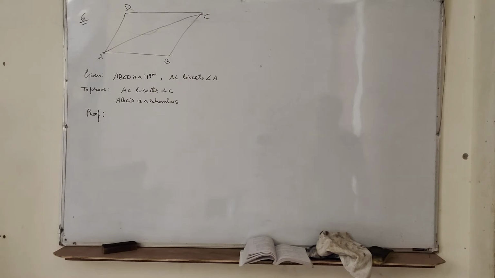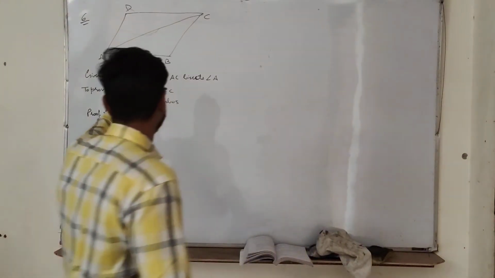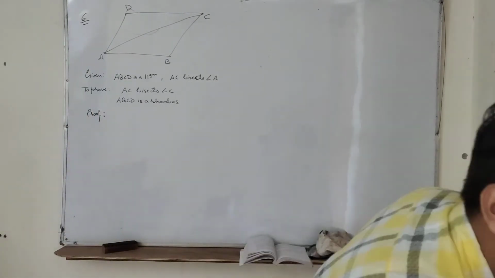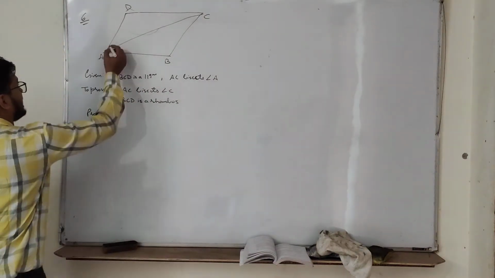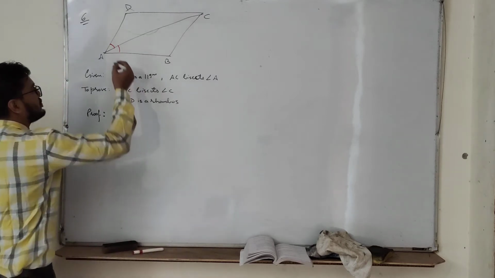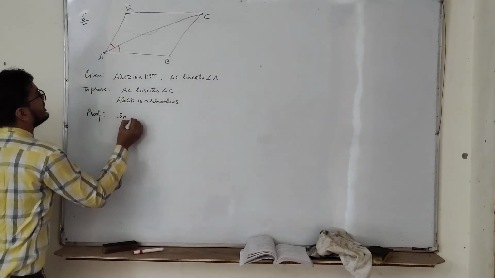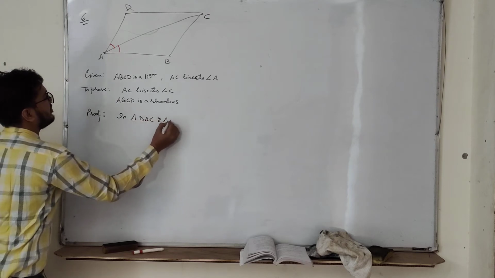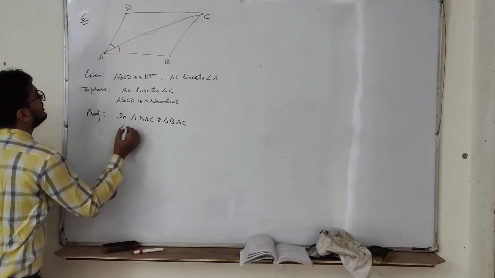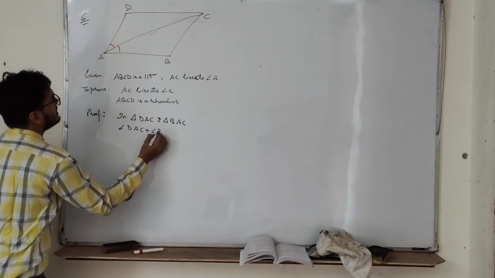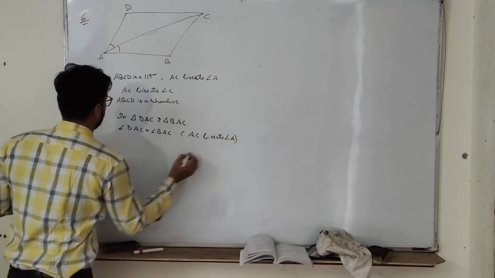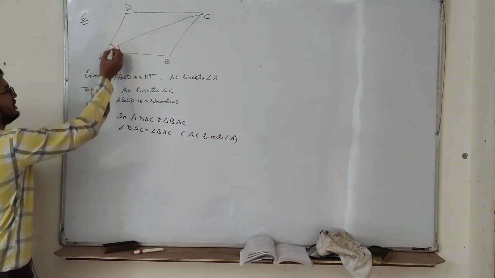Now next, question number 6. In question number 6, it is given that ABCD is a parallelogram and AC bisects angle A. Now if AC bisects angle A, that means these two angles are equal, right? And ABCD is a parallelogram, so we have to show that AC bisects angle C also. So in triangle DAC and triangle BAC, we know that angle DAC is equal to angle BAC. AC bisects angle A, so these two angles are equal, right?